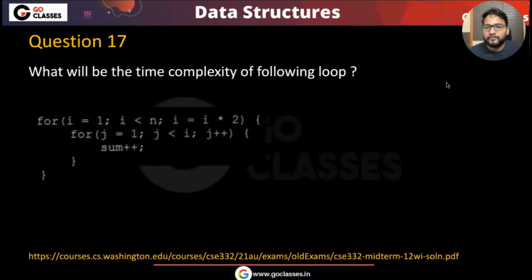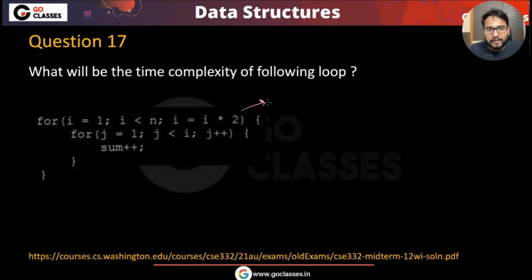Okay, cool. So what will be the time complexity of the following loop? These are basics, and this helps anyway. Whatever program you are writing, this always helps you find out the time complexity. So these are the basic things. That's why I'm doing that much practice.